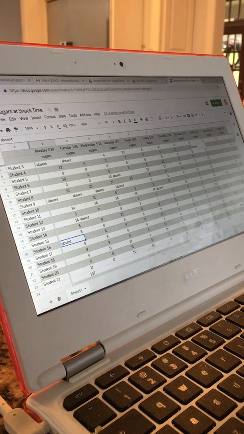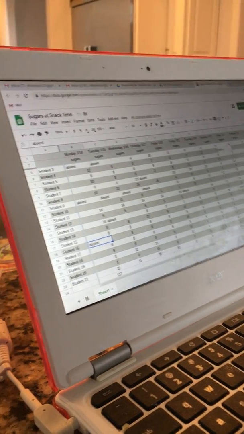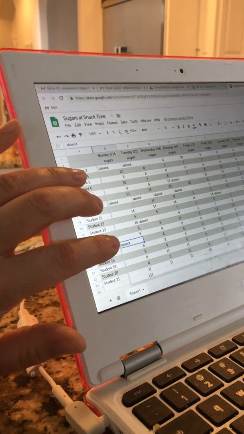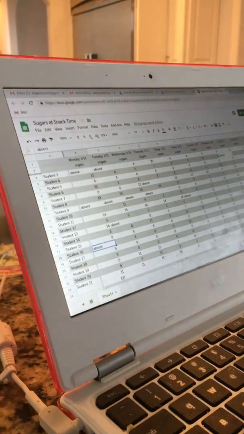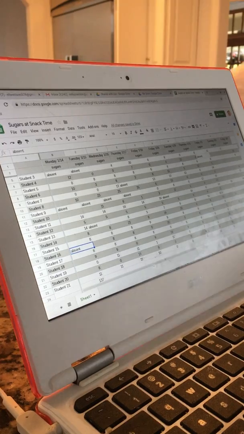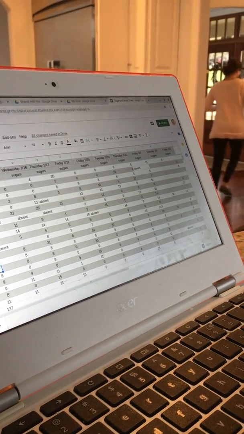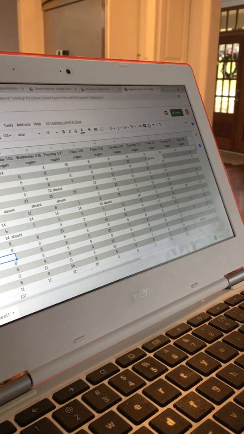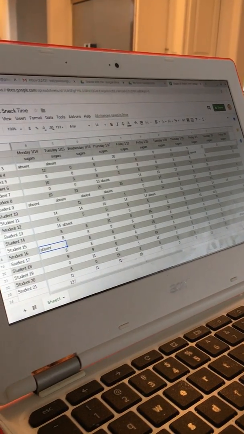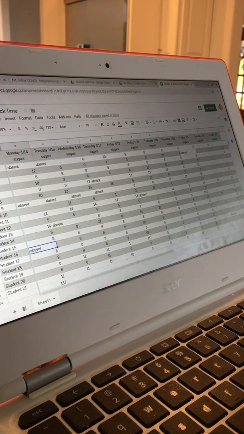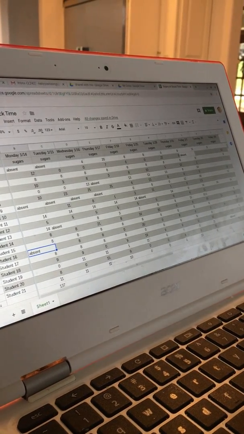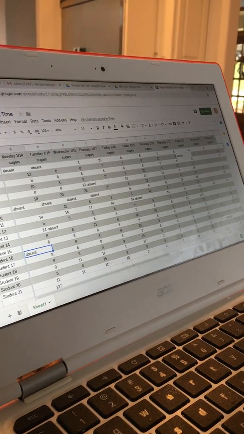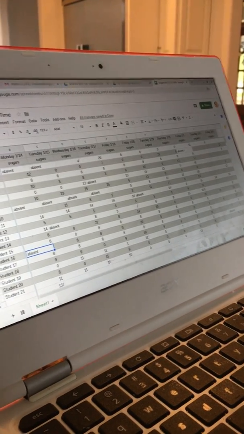So today, 3 people were absent. So how many kids are in your class? 21. Minus 3. What's that? 18. So to find the average, we take 137 divided by 18 snacks. Okay?